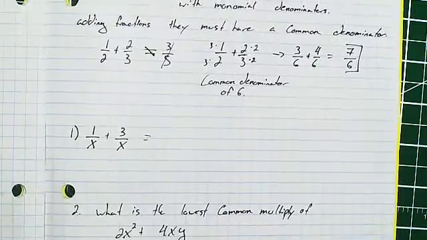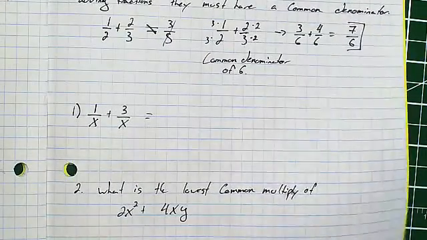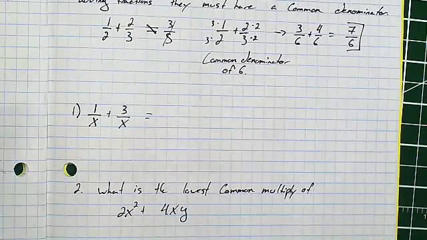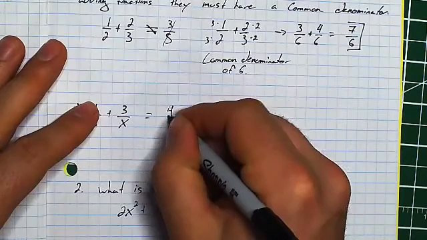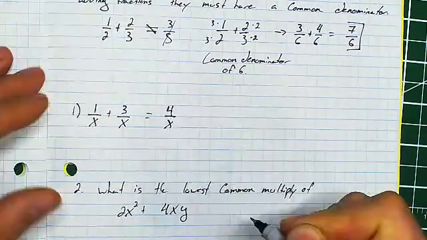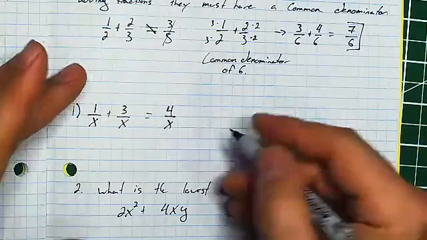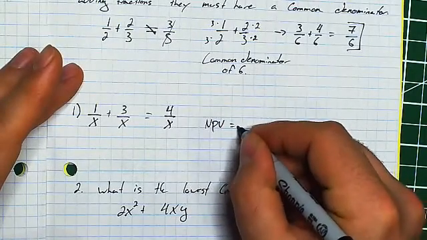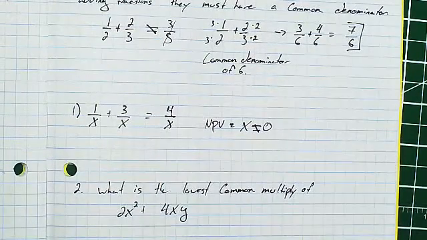So, this adds a couple of interesting steps when we have variables. If I have 1/x plus 3/x, they have the same denominator, so I can add them straight across. This is simply 4/x. However, because we have a variable in our denominator, we still have non-permissible values: x can't be 0.